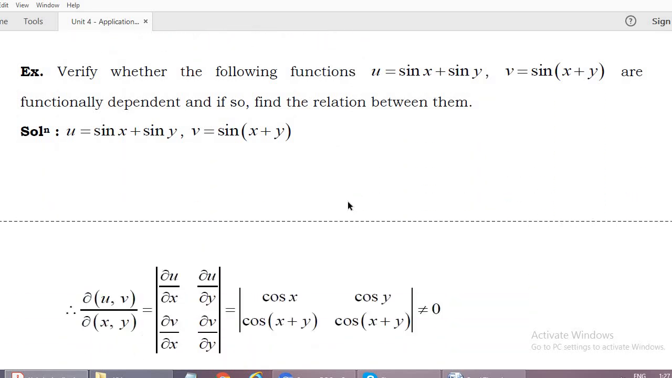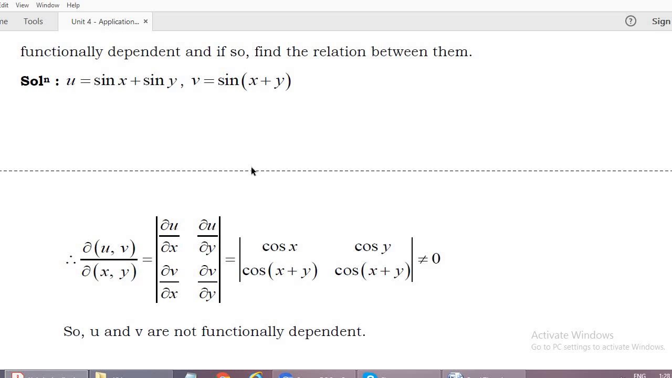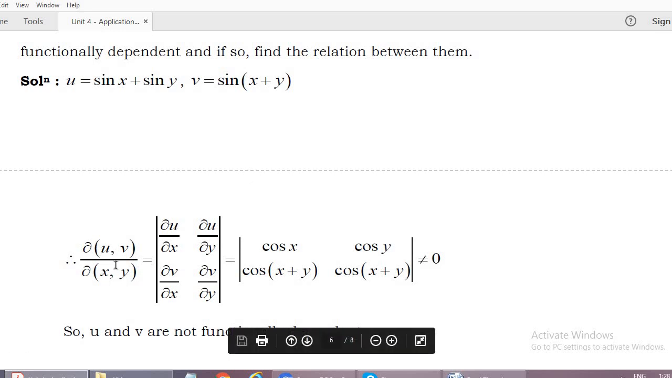Next problem. Verify whether the following functions u equal to sin x plus sin y and v equal to sin of x plus y are functionally dependent, and if so, find the relation between them. So these are the two functions defined. Straight away we will be finding the Jacobian of u and v with respect to x and y.